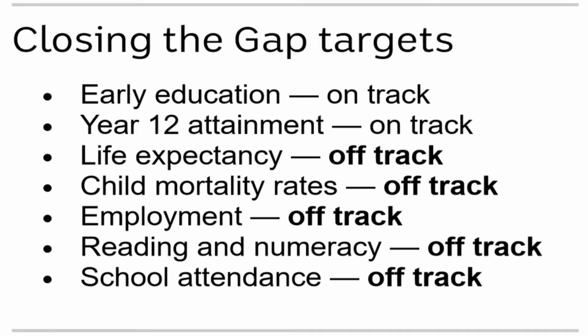This is, I think, a 2018 article. You'll find it on Google Drive, but you'll see that there's a lot of things like life expectancy. The gap is still huge. It's off track. Child mortality, gap is still huge. Unemployment, gap is still huge. Reading and numeracy, gap is still huge. School attendance, gap is still huge.